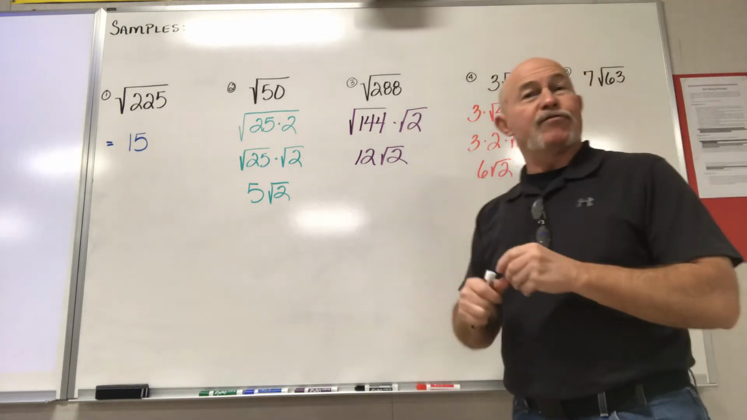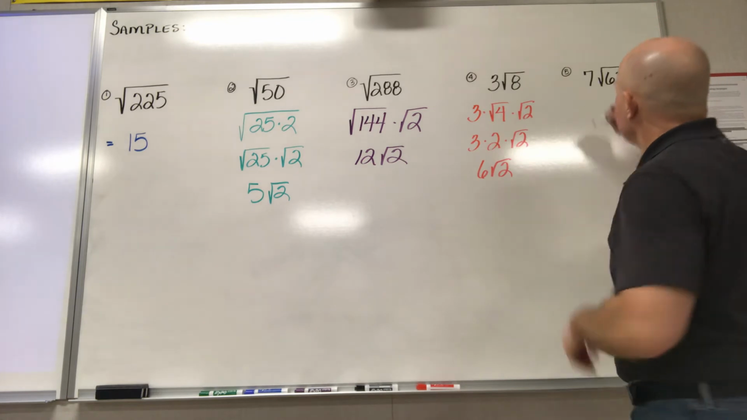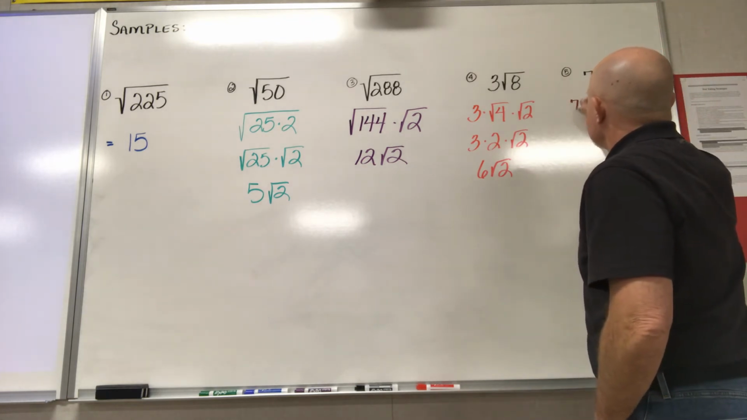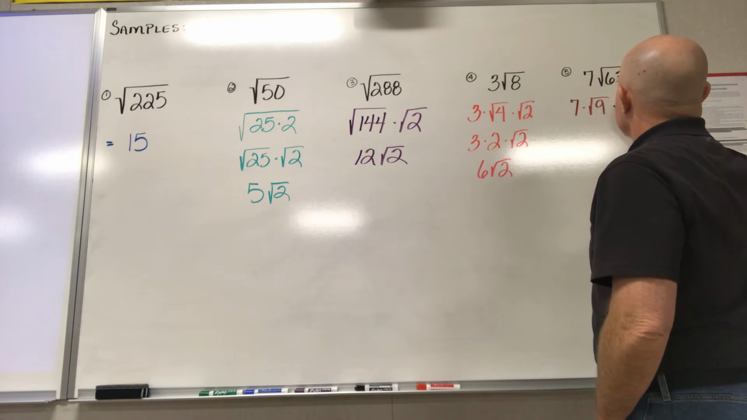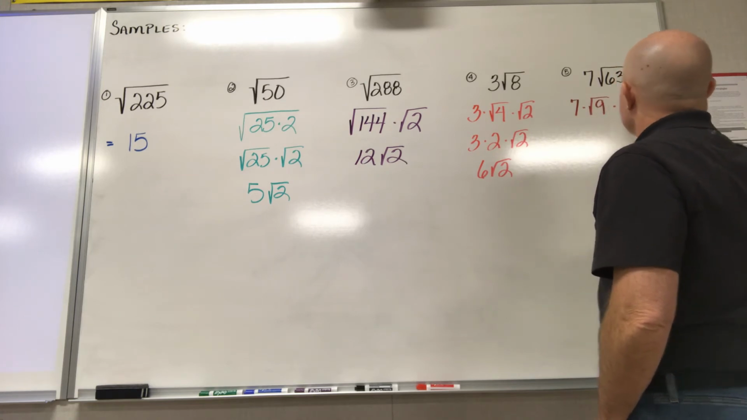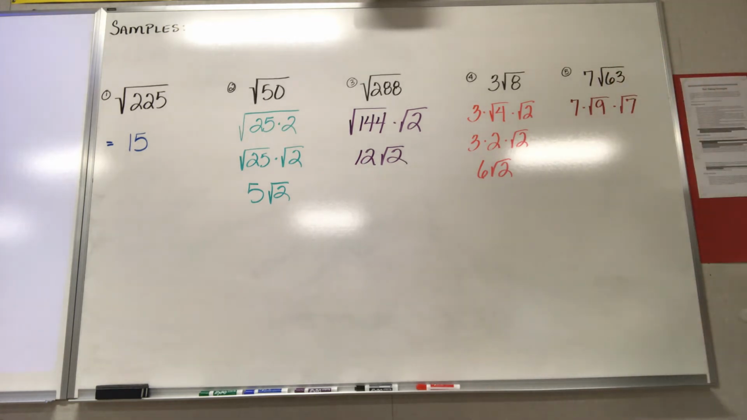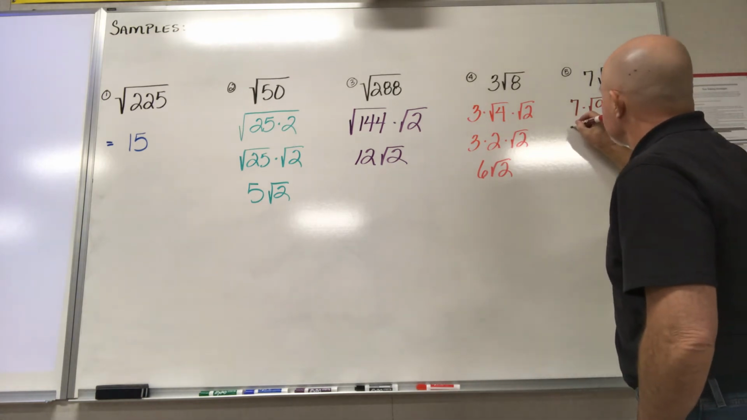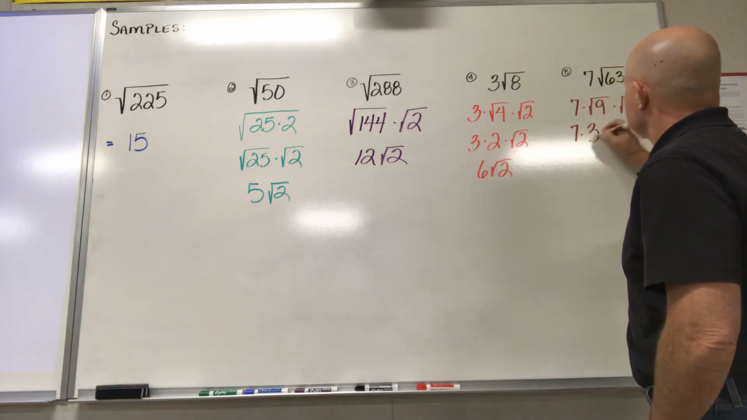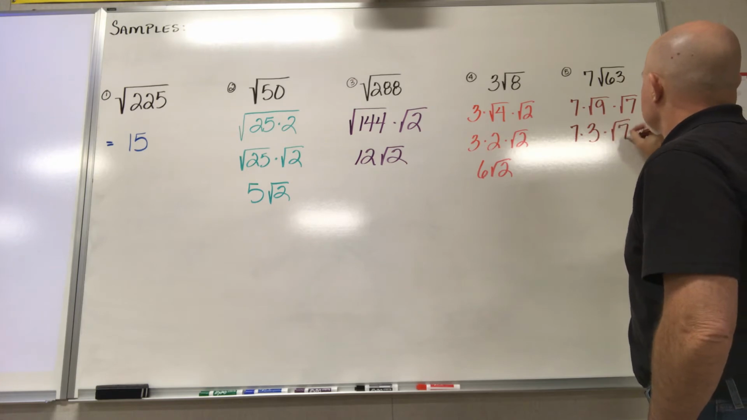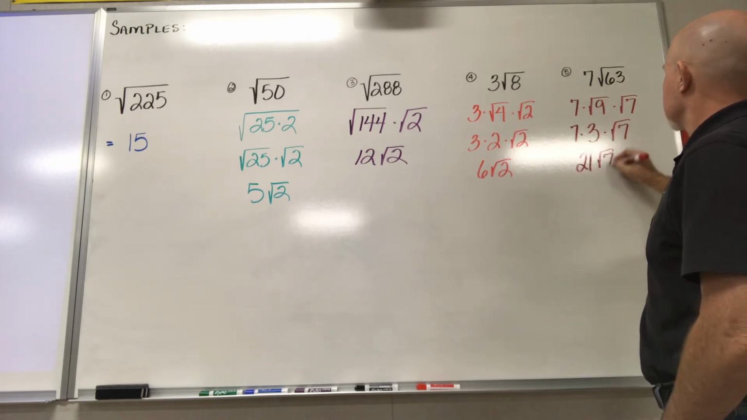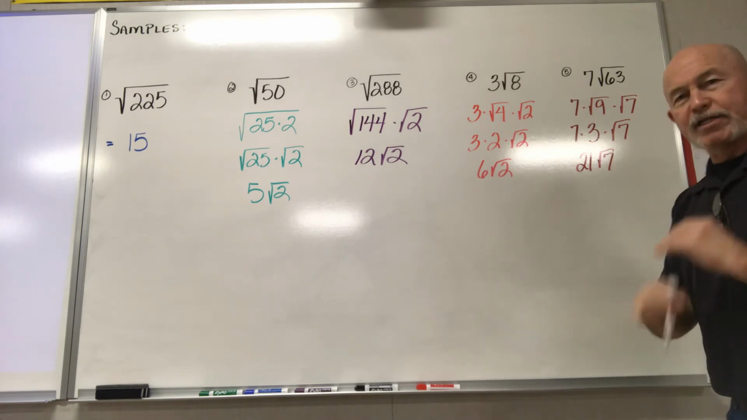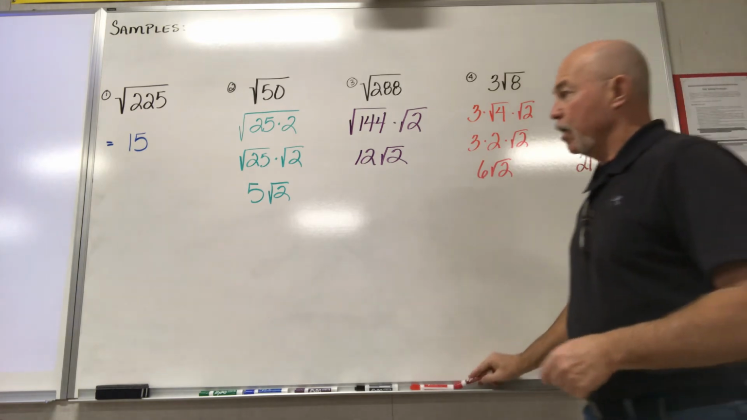7 times the square root of 63. Okay. 7 stays out. Okay. Square root of 9 is 3. And there's our answer. Okay.